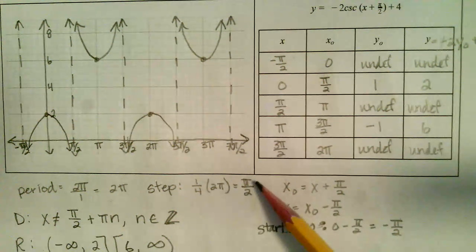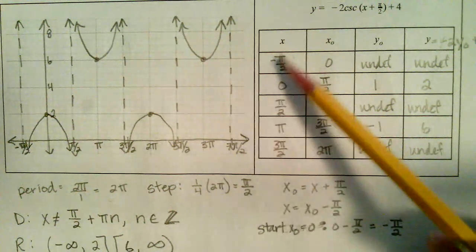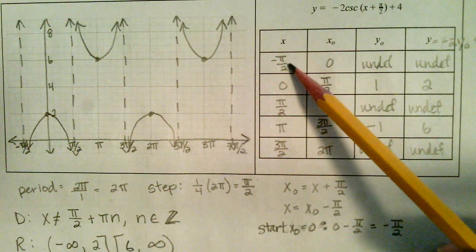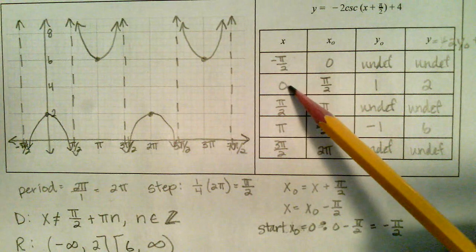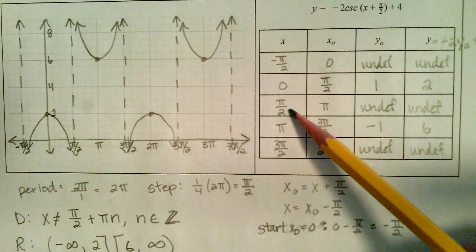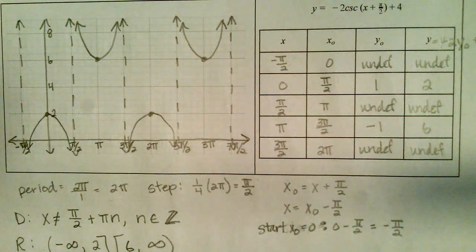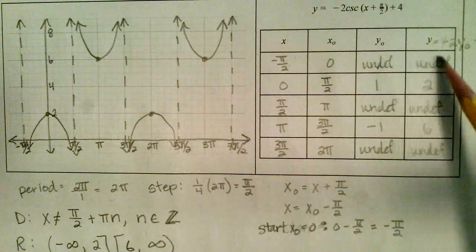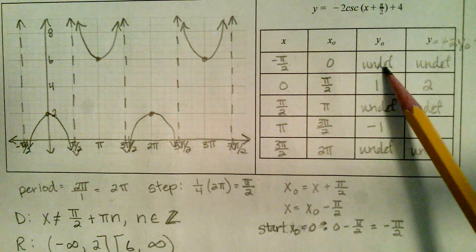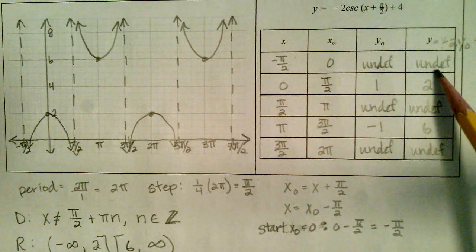My step says that I'm going up by pi over 2, so negative pi over 2 plus pi over 2 is 0. 0 plus pi over 2 is pi over 2, right? We keep going, we get pi and 3 pi over 2. Again, same thing as before. If you're multiplying by undefined, you still get something undefined.